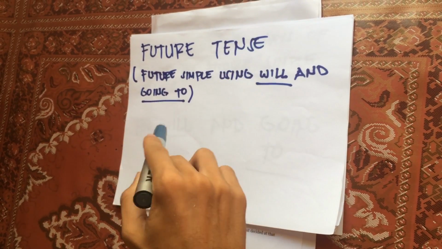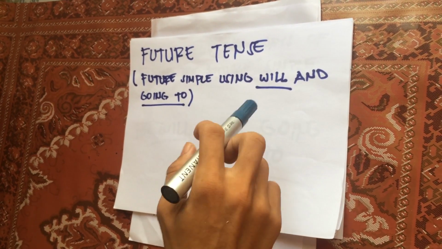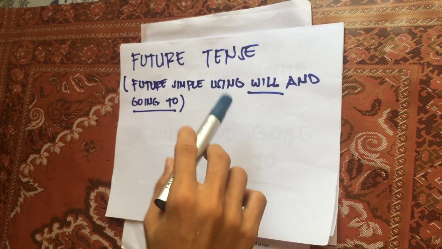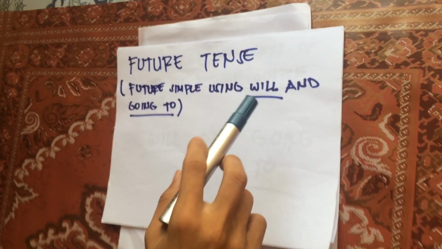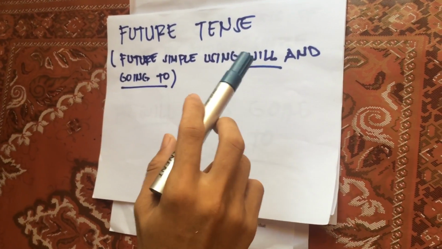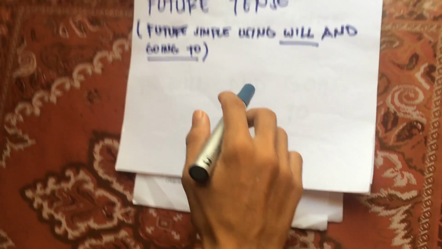Future tense. Future simple using will and going to. Today, we'll talk about the simple future tense: when we use it, how we form it, and a few example sentences.